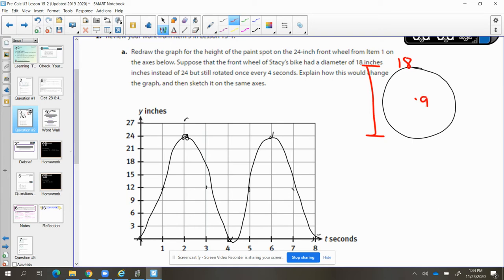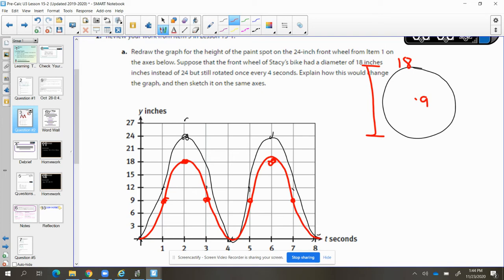Because if all we're changing is this peak here, instead of peaking at 24, our graph is now going to peak at 18. And instead of the midpoint, like halfway through, being 12 inches above the ground, it's now going to only be 9 inches off the ground. So our transformed graph here would look like so. Okay.